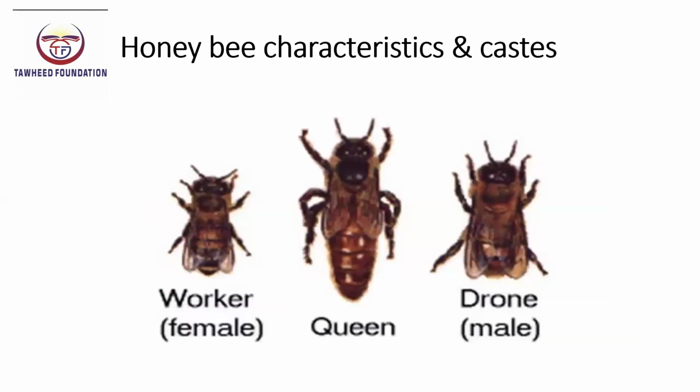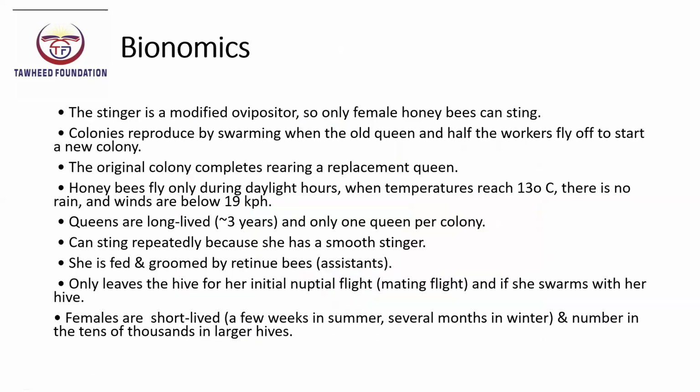Honeybee characteristics and caste. This is the worker, which is female. The queen is bigger in size, and this is the drone, which is male. Bionomics. The stinger is a modified ovipositor, so only female honeybees can sting. Colonies reproduce by swarming, when the old queen and half of the workers fly off to start a new colony. The original colony completes rearing a replacement queen.